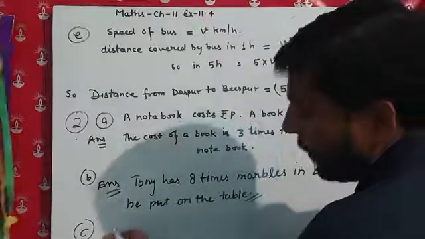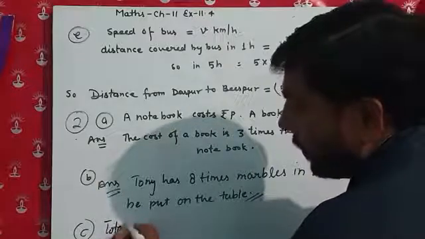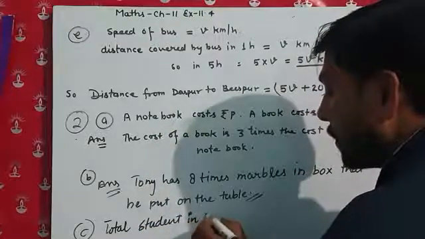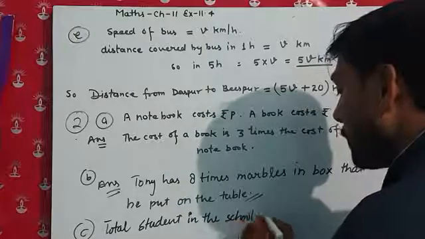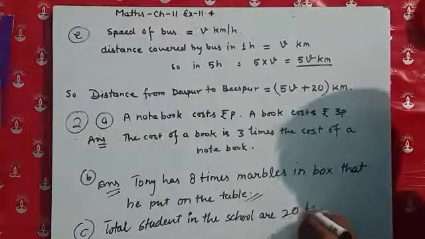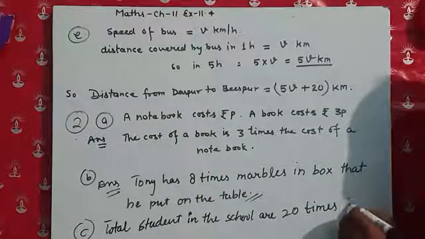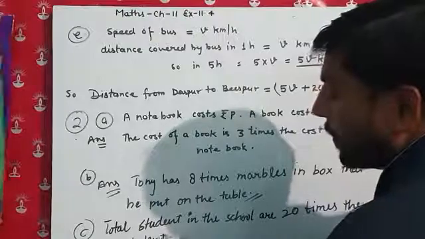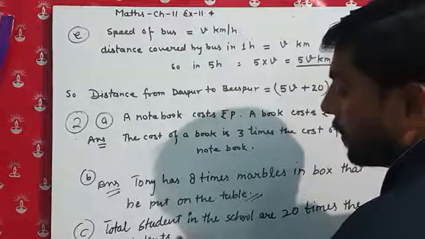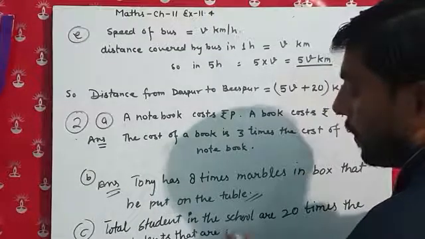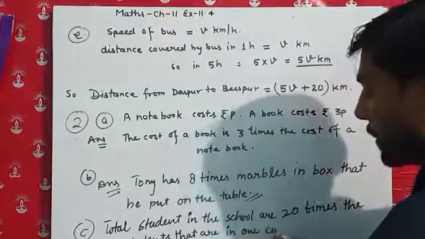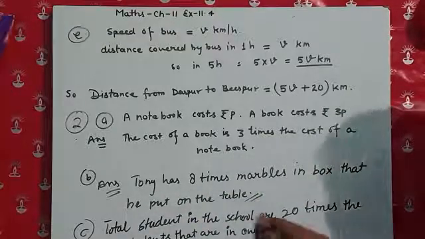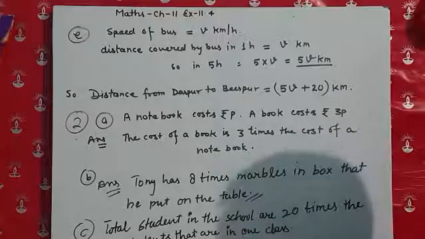Or we can write: total students in the school are 20 times the students that are in one class. The number of students in the whole school is 20 times the students in one class. The students in the school are 20 times the students that are in one class.